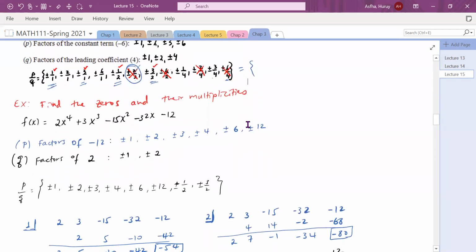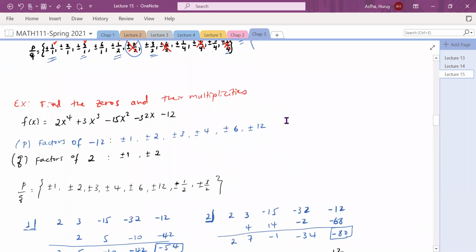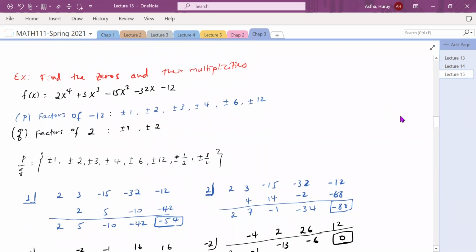Okay, now let's use this example to see what this rational zero theorem can offer to help us find the zeros of a polynomial function. So consider this polynomial function, and we want to apply this rational zero theorem. So the first thing that we need to do is figure out the factors of each of this a sub 0 and a sub n.